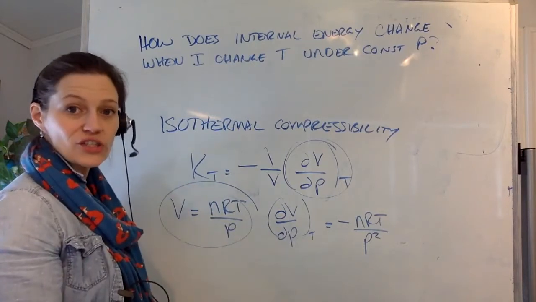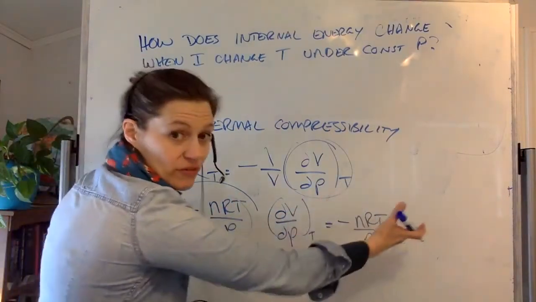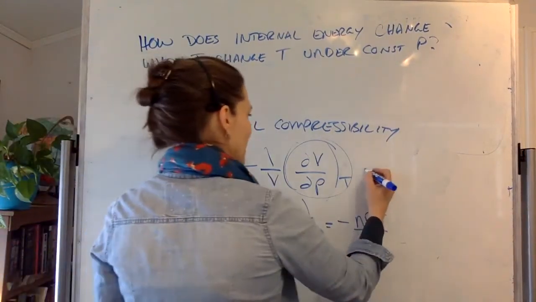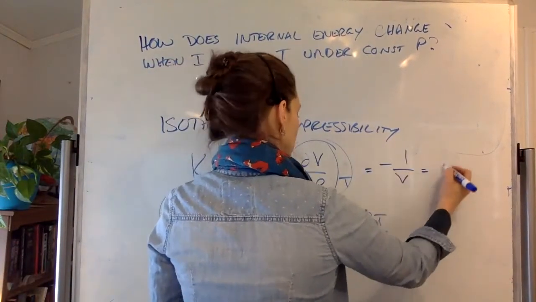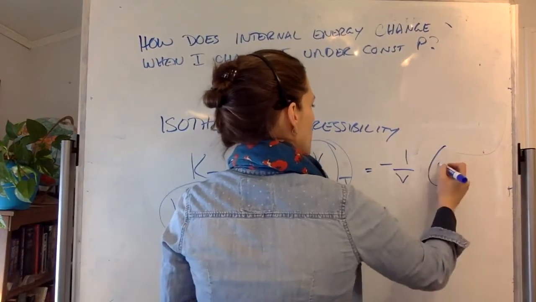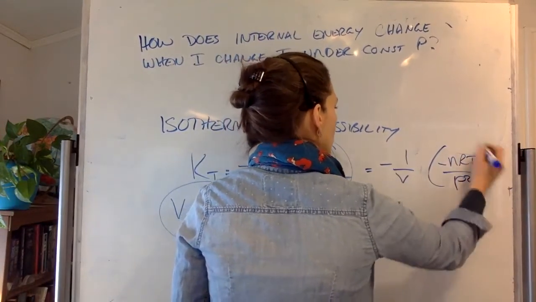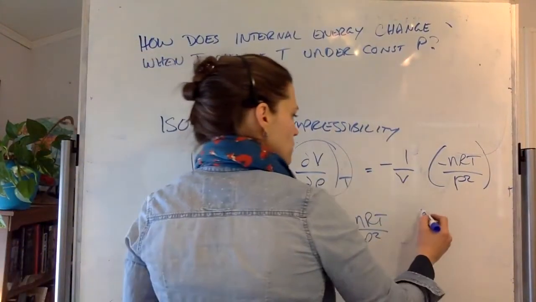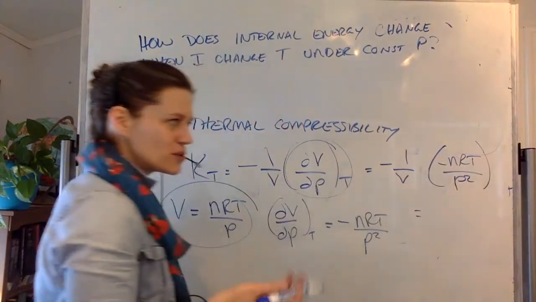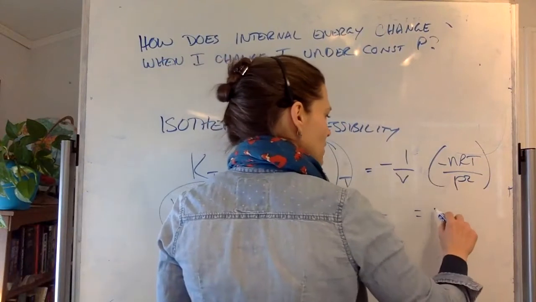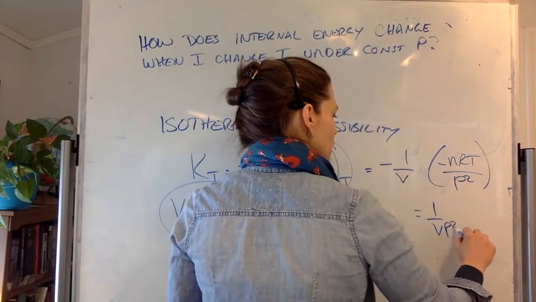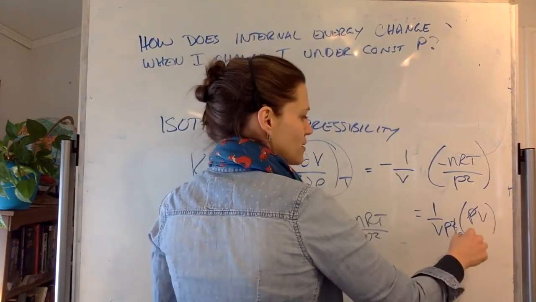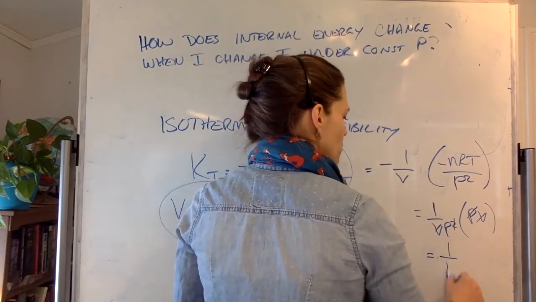If this were the van der Waals equation, it would be a little bit more complicated because you'd be taking the derivative of the van der Waals equation and not the ideal gas law. Okay, so then I can just plug this back in and I get minus 1 over V multiplied by minus nRT over P squared. But that's kind of messy. I want to simplify this just a little bit. So nRT, well, that's just equal to PV. That's cool. And my two negatives will cancel out. So I'm left with 1 over V P squared multiplied by PV. Sweet. My pressure cancels out, my volumes cancel out. I'm left with 1 over P.